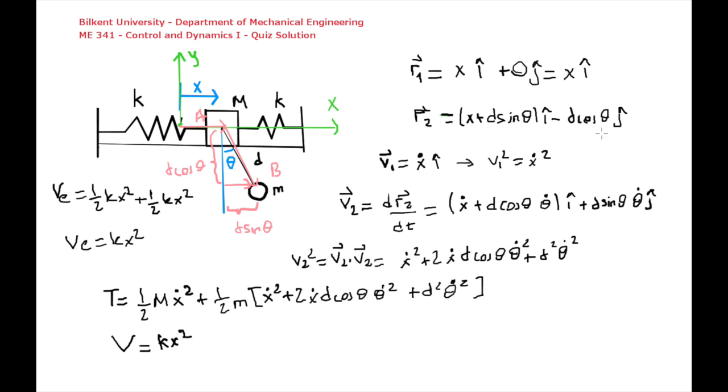But that's not all. I also have the gravitational potential energy, and I can write it directly because I know the y component of the position vector for the second object. So it's just d minus d cosine theta. So all I need to do is multiply by little m g, so minus m g d cosine theta. Okay, great. So now I have the kinetic energy, I have the potential energy. I can basically calculate the Lagrangian and obtain the equation of motion. So let's see how we can do that.